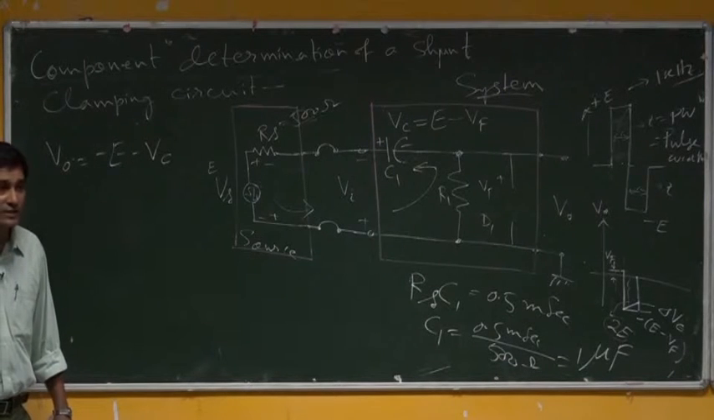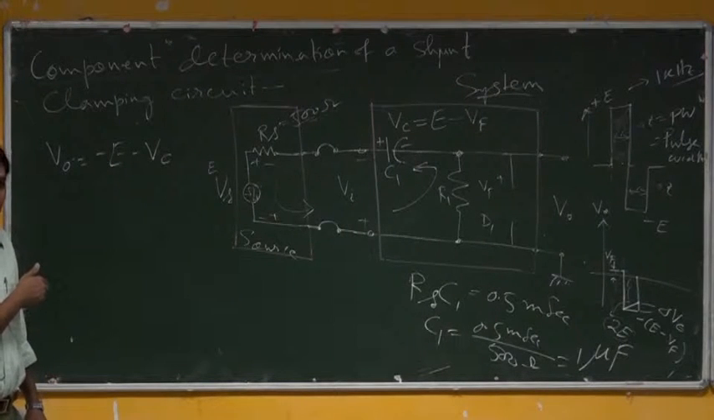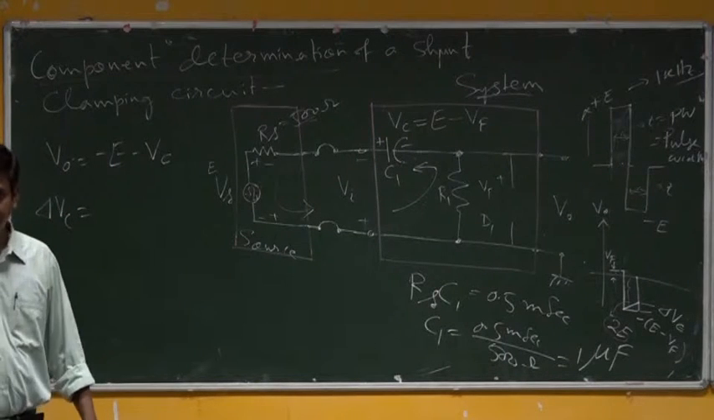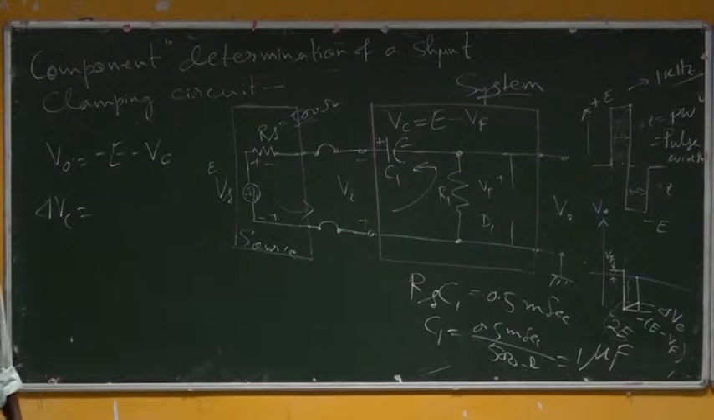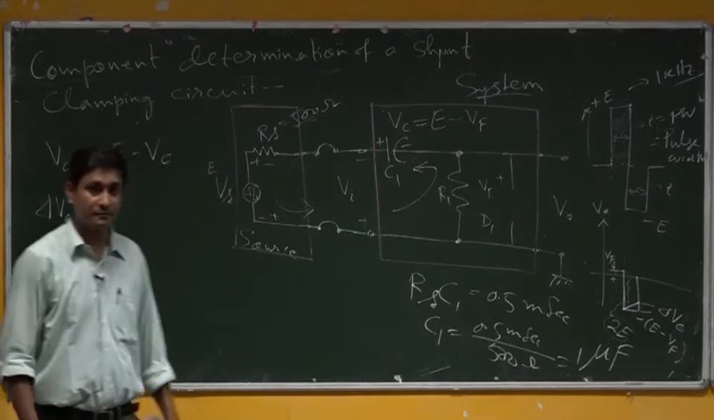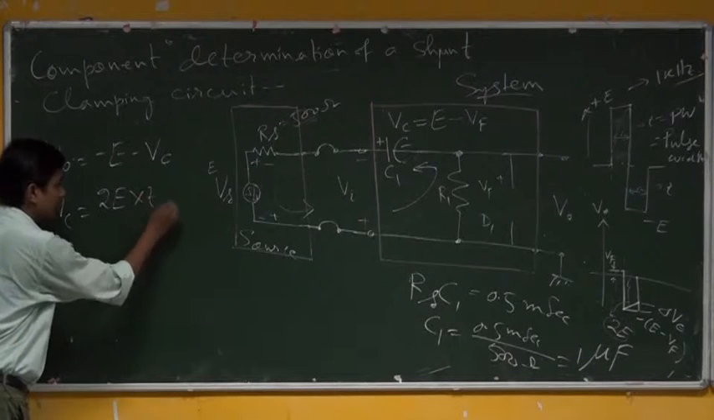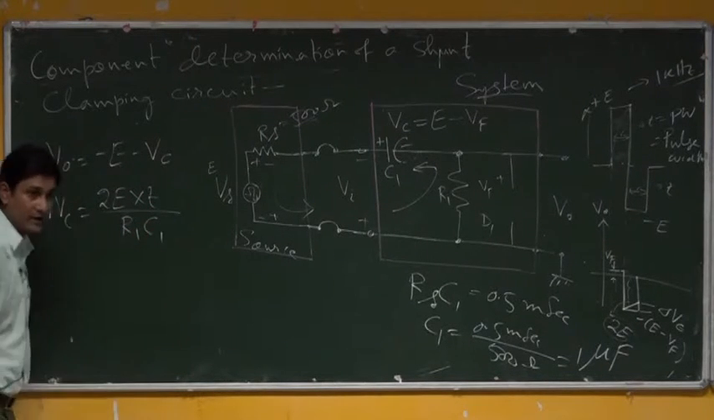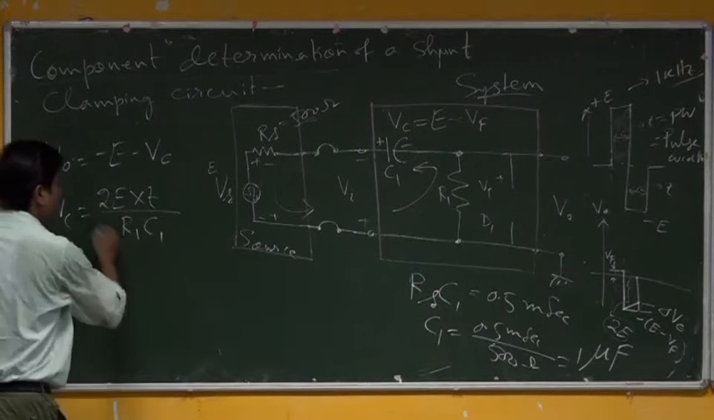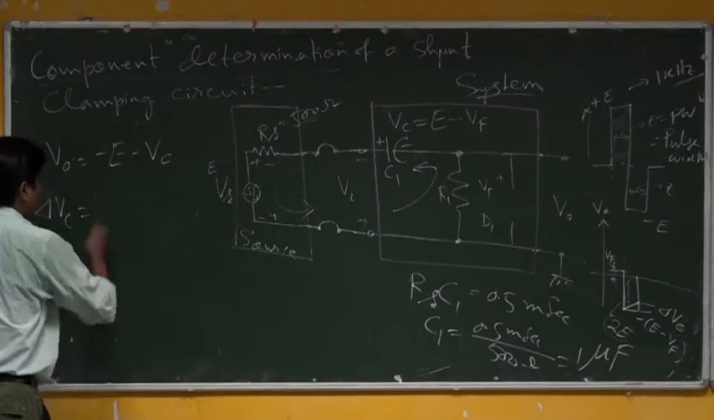depending on the time constant R1, C1, which will now be different in this circuit. Now, if I ask you to measure delta Vc in this circuit, where the time constant has changed, please tell me the expression first. What is the expression there? I think 2E into T by R1 C1. This was the expression.